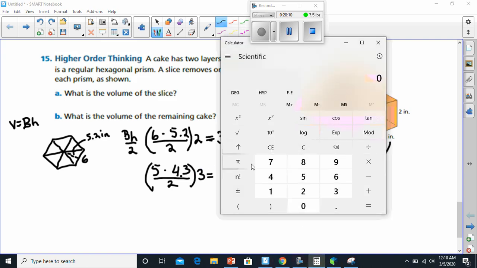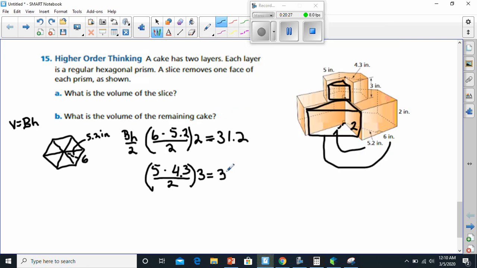So let's see. That's going to be 5 times 4.3 divided by 2 and times 3. That's going to give us 32.25. Now we're going to add these together to find out the total piece that was cut off. Well, 5 has nothing to add to. 2 and 2 are 4. 1 and 2 are 3. And 3 and 3 are 6. That means the volume of one slice is 63.45.